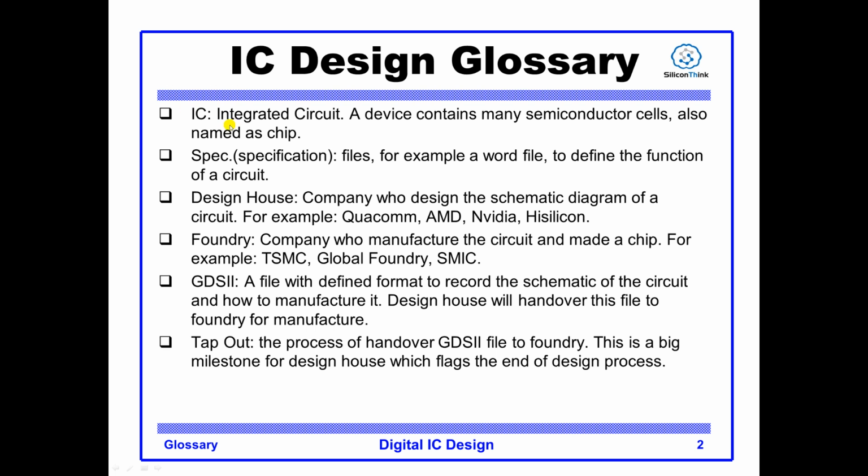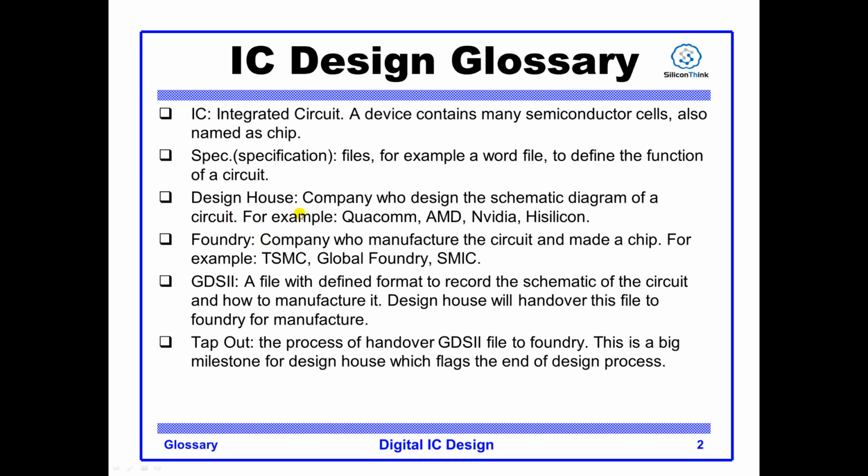Okay, let's go on. IC represents integrated circuit. It's a device containing many semiconductor cells. IC is also named chip. Specification, short for spec. Specification is a file to define the function of a circuit, a design. The file may be a Word file or an Excel file, it's okay.